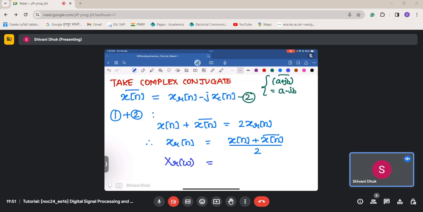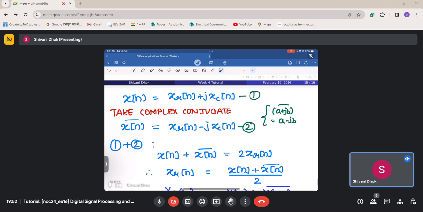That will be equal to the DTFT of x[n], which is X(ω), plus the DTFT of x conjugate of n. If x[n] has DTFT X(ω), then x conjugate of n will have DTFT X of minus ω whole conjugate, all divided by 2. So this is the DTFT of xr[n] in terms of X(ω). This we have found out for xr[n].